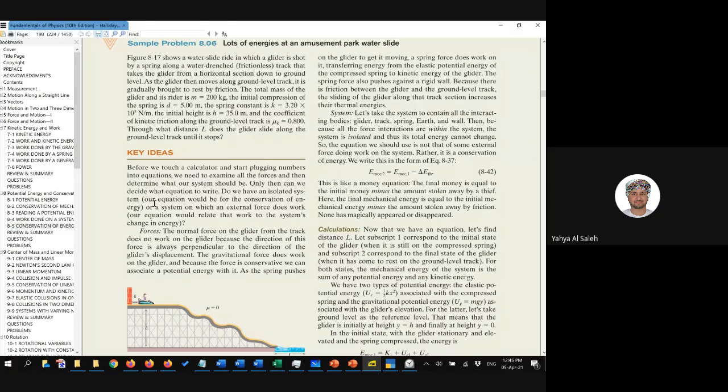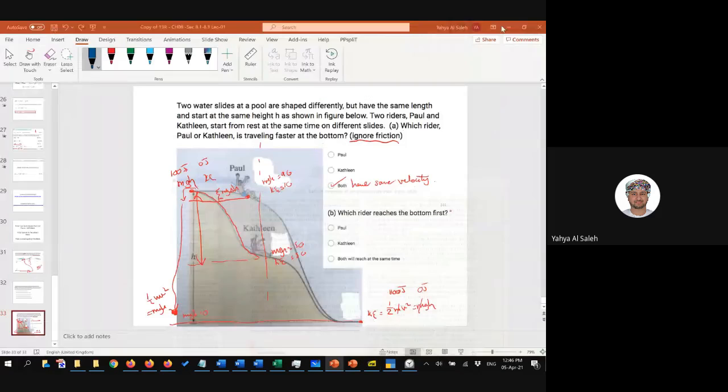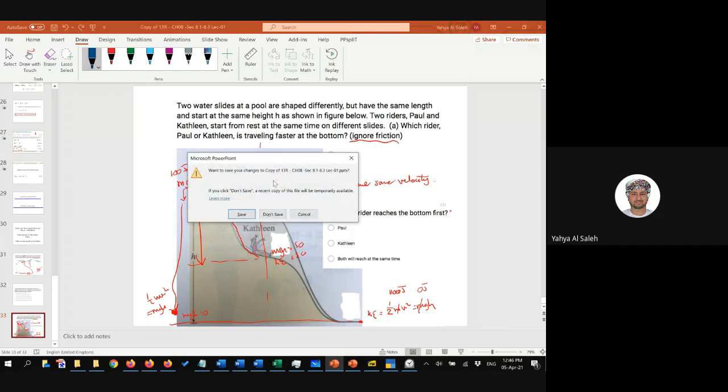But when you reach the actual end, the ground level, it stops due to friction. Mass of the glider and the rider is about 200 kilograms. Compression of the spring initially is about 5 meters with a constant of 3.2 times 10 to the power 3 newtons per meter. And our height is 35 meters. Coefficient of kinetic friction along the ground level is 0.8. Now, what we want to know is at the ground level, how much will it slide?